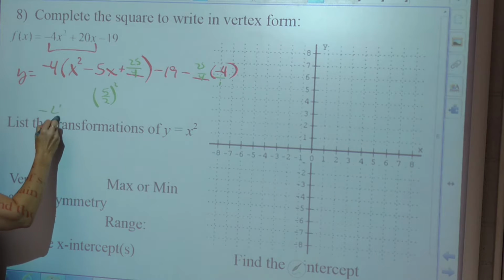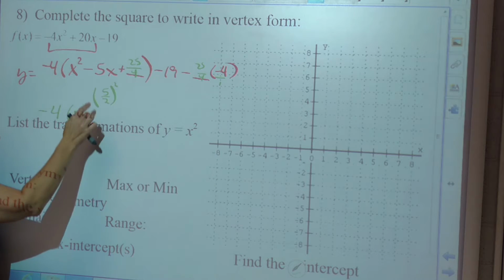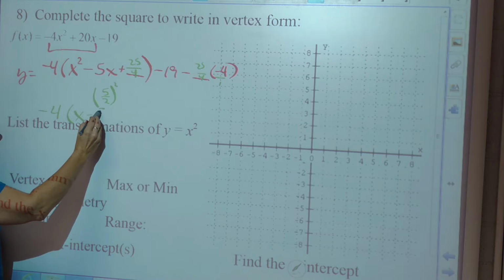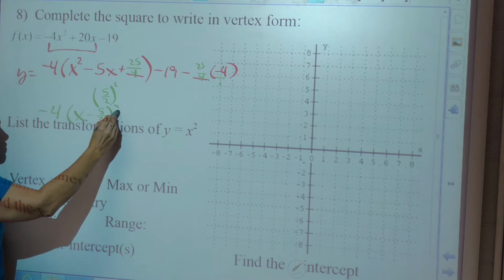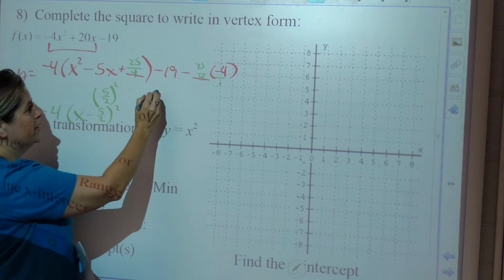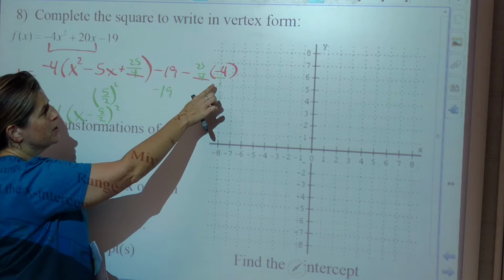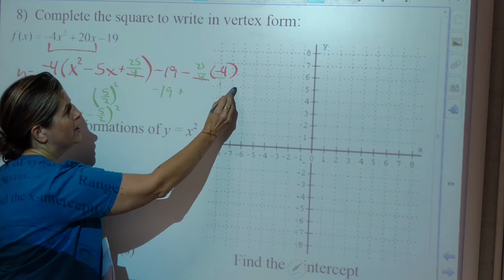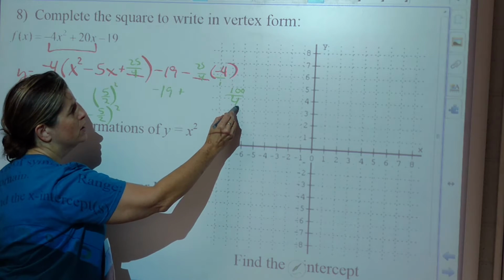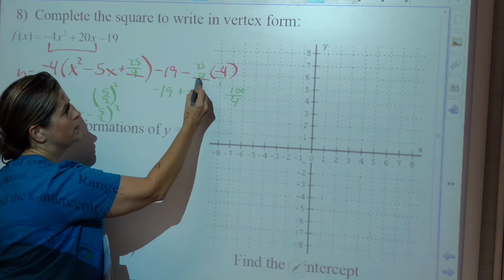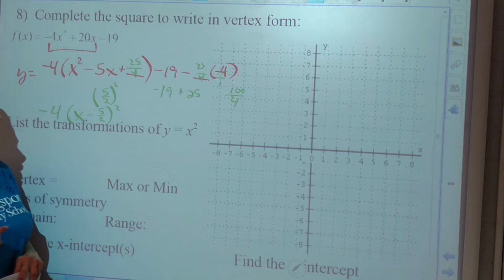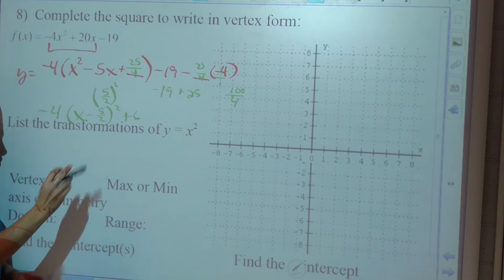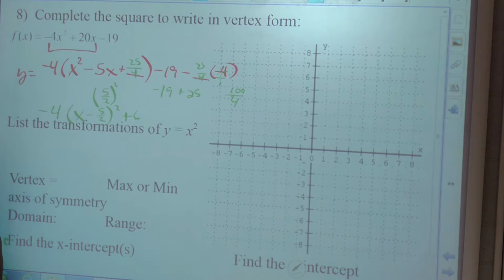Factor over here, so -4, that's x minus half of the middle or the square root. It's the same number that you squared just a minute ago. 5 halves squared. For this part, that is a -19. Remember, this is 4 over 1, so that gives you positive 100 over 4, which is 25. Or if you noticed, your 4's could cross cancel. Whichever way, however you want to work with those fractions. So that should give you a +6 on the outside.